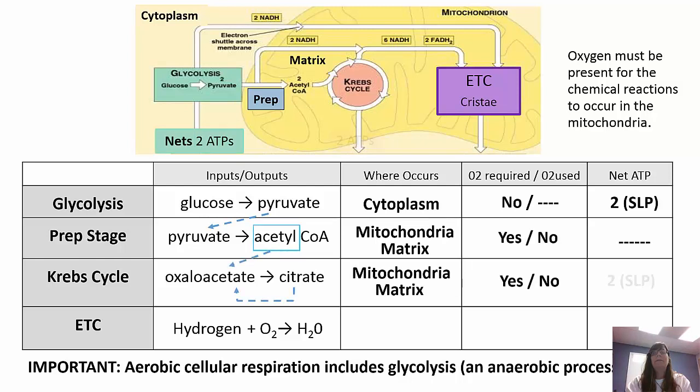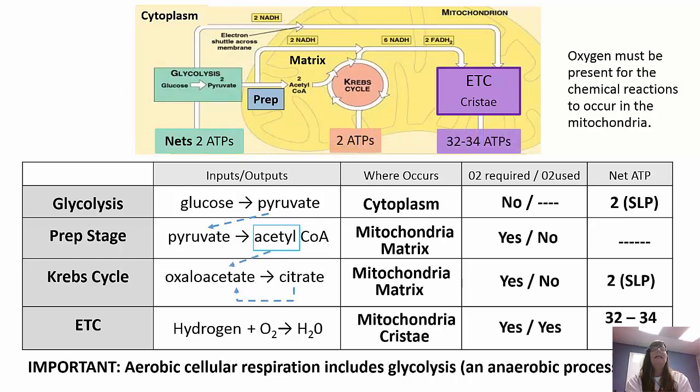So overall, glycolysis, your inputs and outputs. Your input is glucose. Your output is pyruvate. Again, it happens in the cytoplasm. It doesn't need oxygen, and it nets 2 ATP. The preparatory stage, pyruvate is what goes in. It binds to coenzyme A after it's cleaved into acetyl groups. So acetyl coenzyme A is the output. Happens in the mitochondrial matrix. Yes, it needs oxygen and does not generate any ATP.